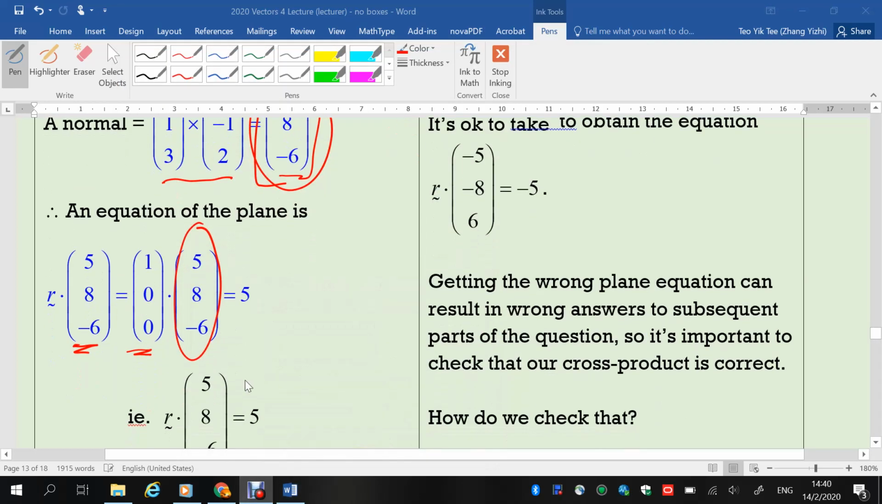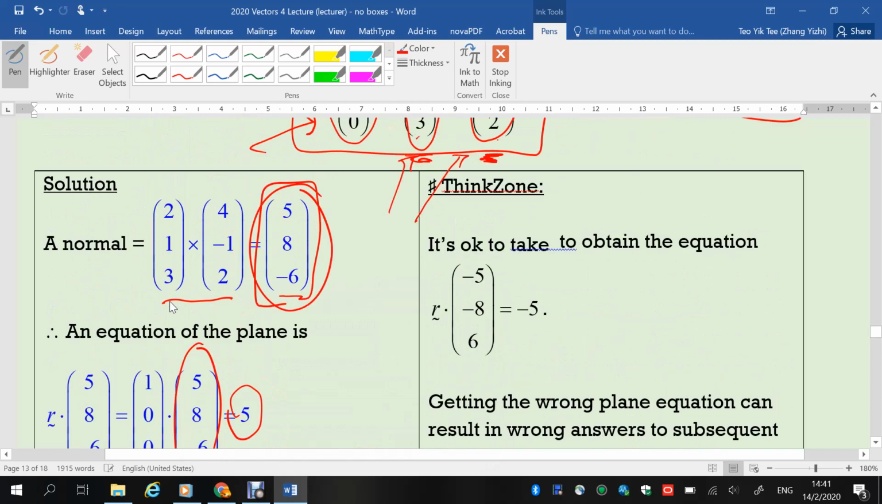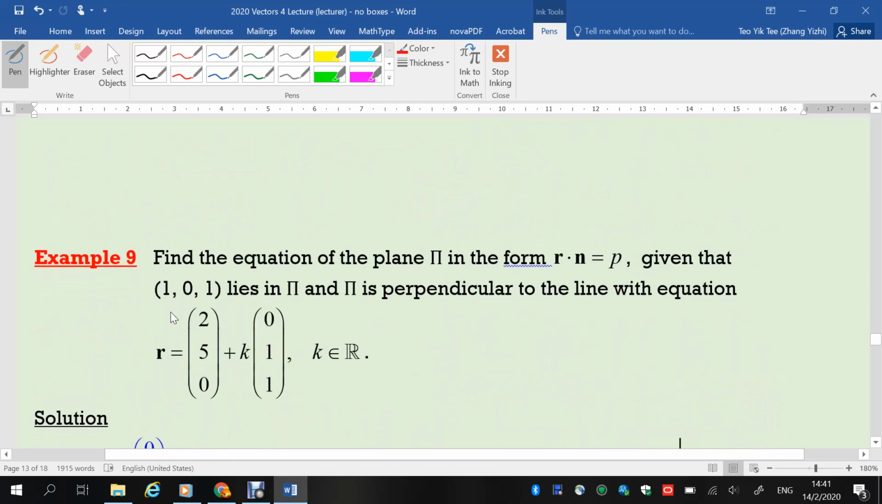Okay, so simplifying the right hand side, I will get 5. So this is the r dot n form of your equation of the plane. One more example, example number 9. The question asks for the equation of the plane in a scalar product form, and then they tell you that this plane contains this point 1, 0, 1, and this plane is perpendicular to the line with this equation.